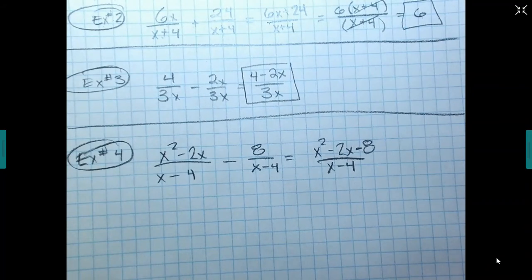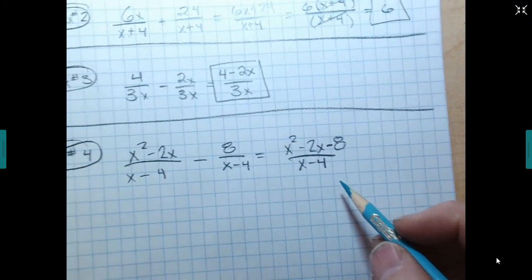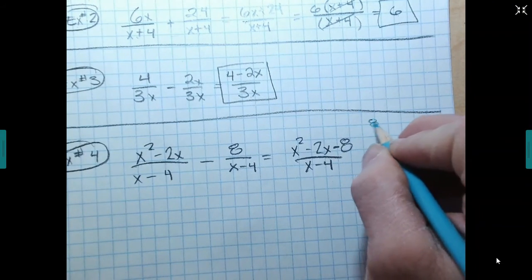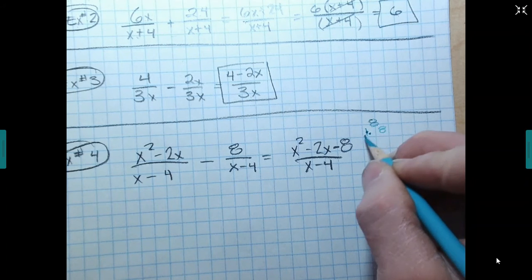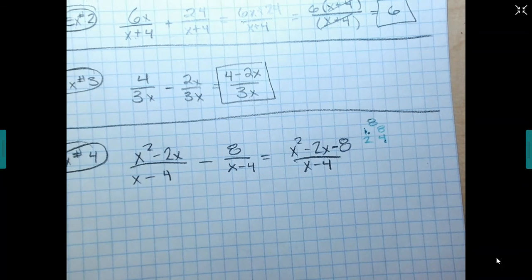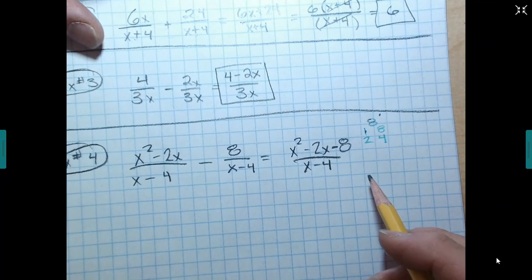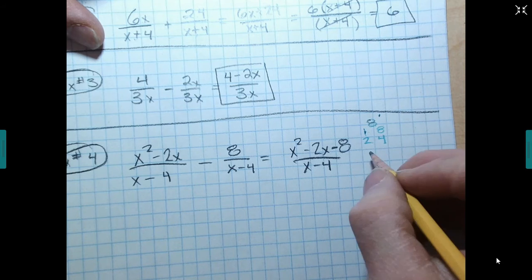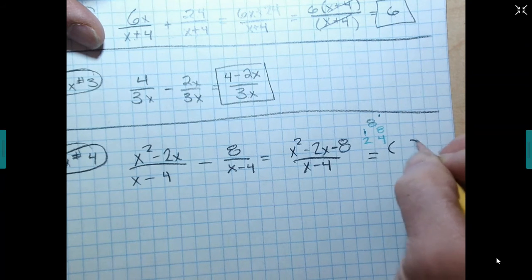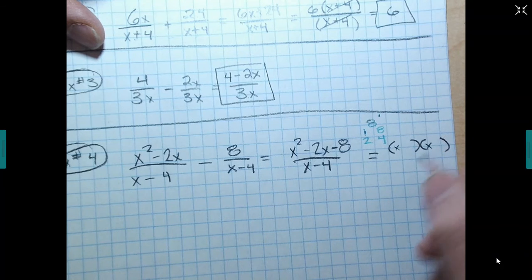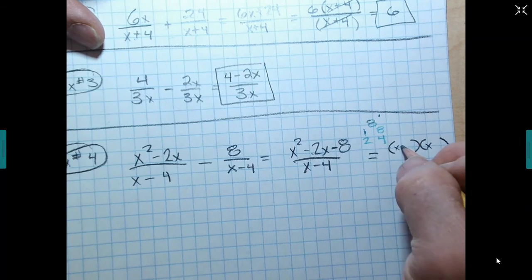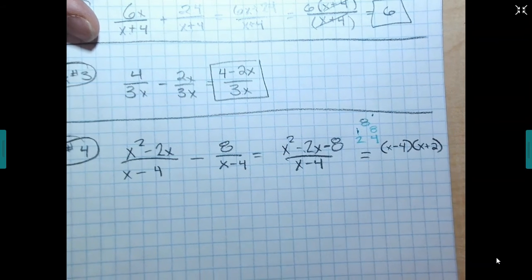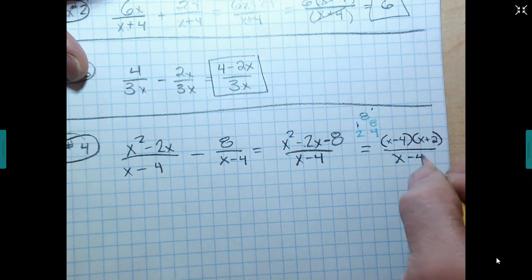Now, the thing here is I have a trinomial, and so I'm going to factor this trinomial. So if I get factors of 8, I have 1 and 8, 2 and 4. And 2 and 4 gets me to 2. A bit of a brain fart. So if I'm factoring this out, I have an x and an x, and then I get to negative 2, so I have negative 4, positive 2. And then it's all over x minus 4.